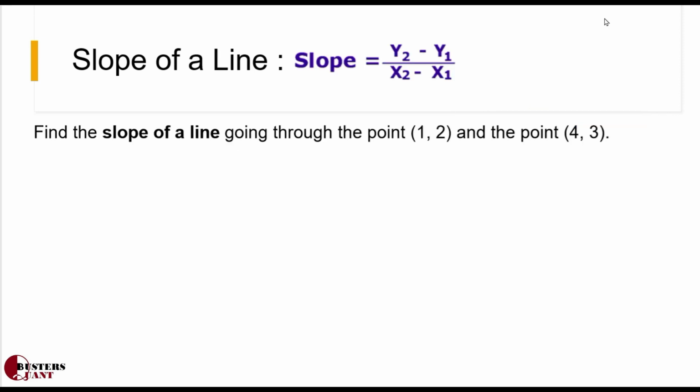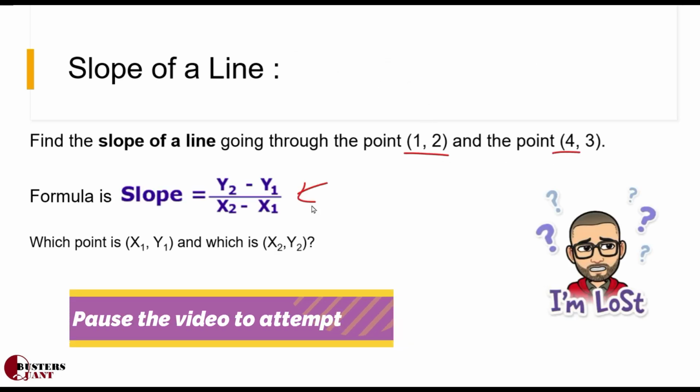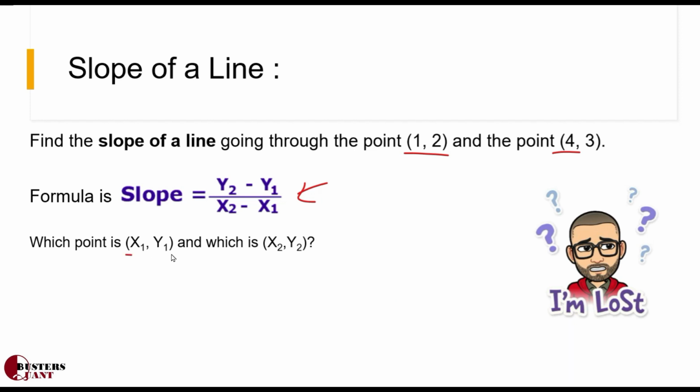Suppose we need to find the slope and two points are given, and we also know the formula. So how shall we proceed? We know the two points, but which point is x1 comma y1 and which is x2 comma y2? Which is the first point and which is the second? Actually, it does not matter which point you take as x1 comma y1 and which as x2 comma y2. I will show you in both. Suppose 1 comma 2 is x1 comma y1 and 4 comma 3 is x2 comma y2. Now the slope is y2 minus y1, so 3 minus 2 upon 4 minus 1, which is equal to 1 upon 3.